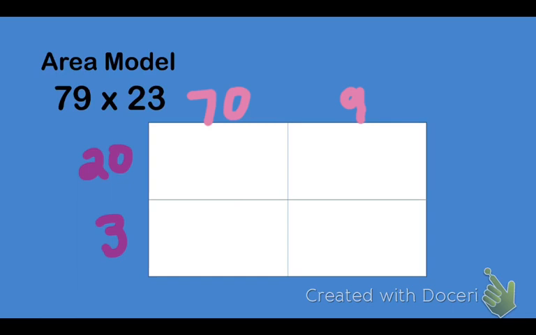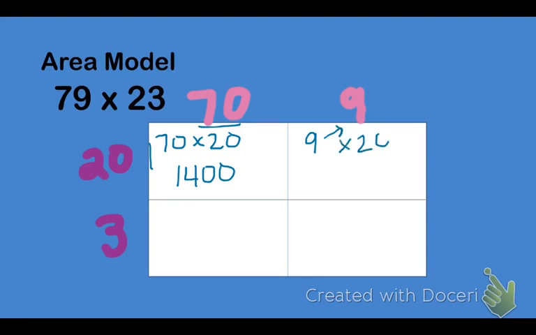Now I'm going to multiply the numbers for each box. What I mean by that is I am going to multiply 70 times 20, and I'm doing that because I'm taking the 70 and the 20, and 70 times 20 gives me 1400. Now I'm going to do 9 because it's the box that's in the 9, so 9 times 20, which equals 180.